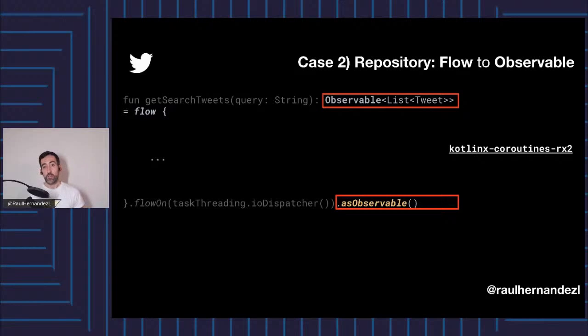And we'll need to use an observable right there. So we'll use asObservable to change the type. Again, using kotlinx-coroutines-rx2.